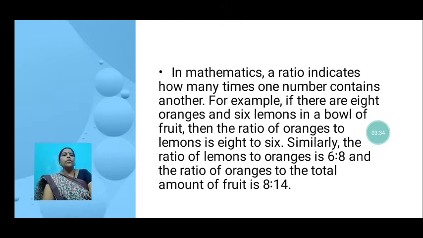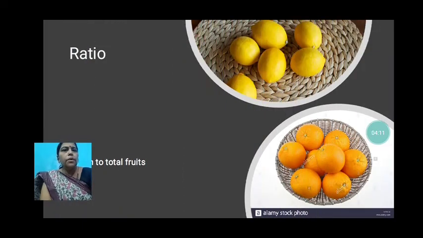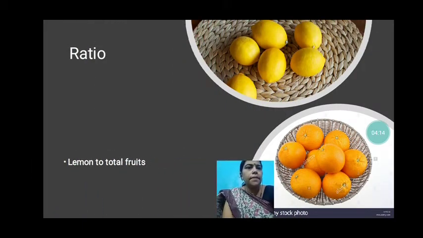And the ratio of oranges to the total amount of fruit is 8:14. So where did this 14 come from? 14 came when we added the number of lemons plus the number of oranges. The number of lemons is 6, oranges is 8, so 6 plus 8 is 14. And the ratio of oranges to the total amount of fruit, that means the number of oranges is 8 and 14 is the total amount of fruit, so that is 8:14.